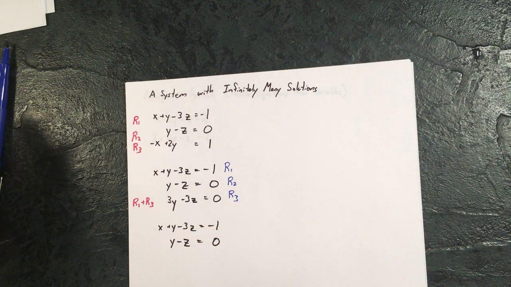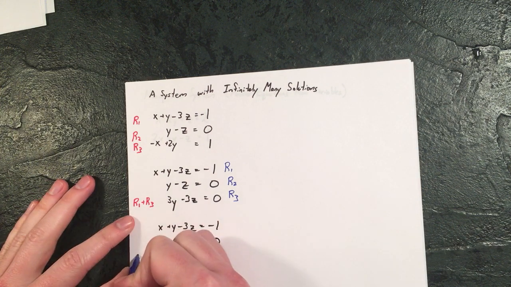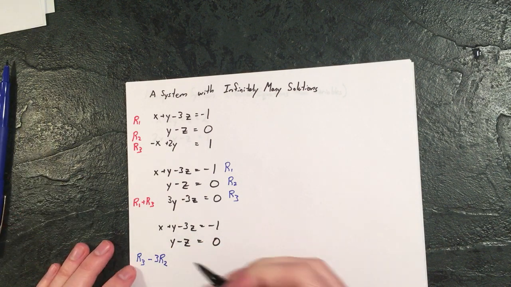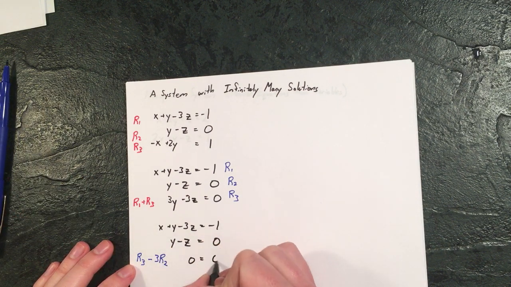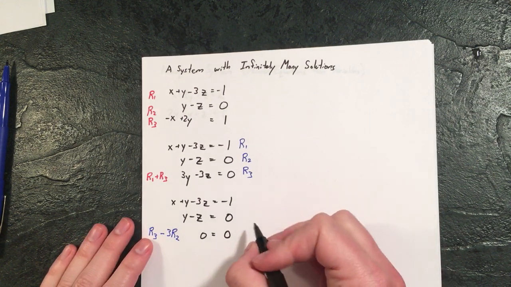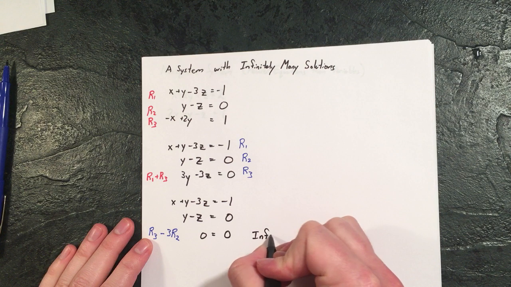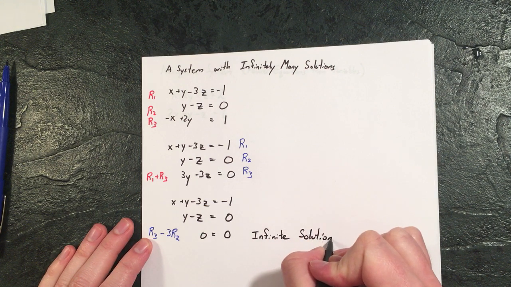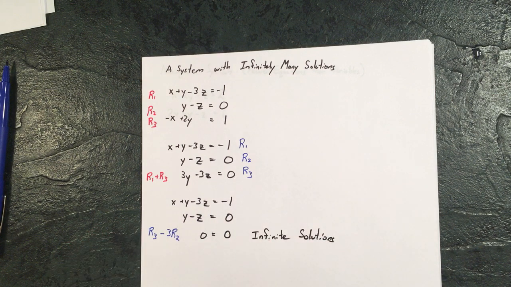And then we can do, where are we at? Blue, row 3 minus 3 of row 2. And we're going to be left with 0 equals 0. And remember, when we get this from last week as well, this is going to mean that we're going to have infinite solutions, if you can get one of your lines to say 0 equals 0 by subtracting different rows.